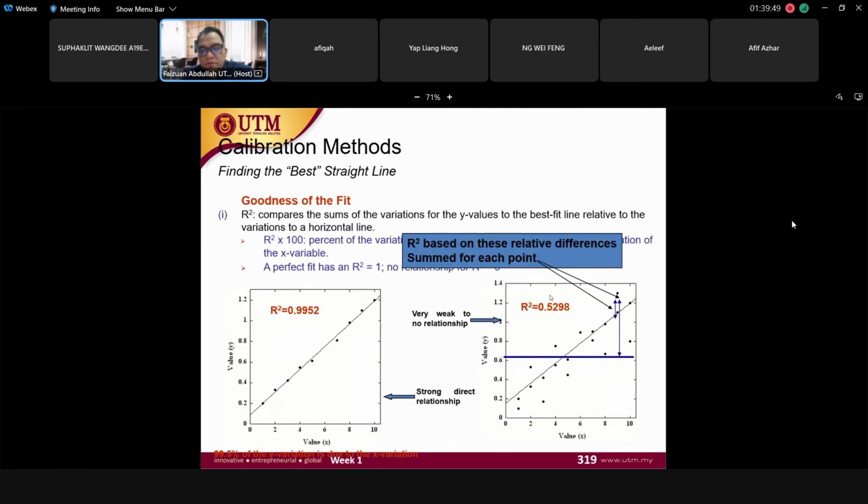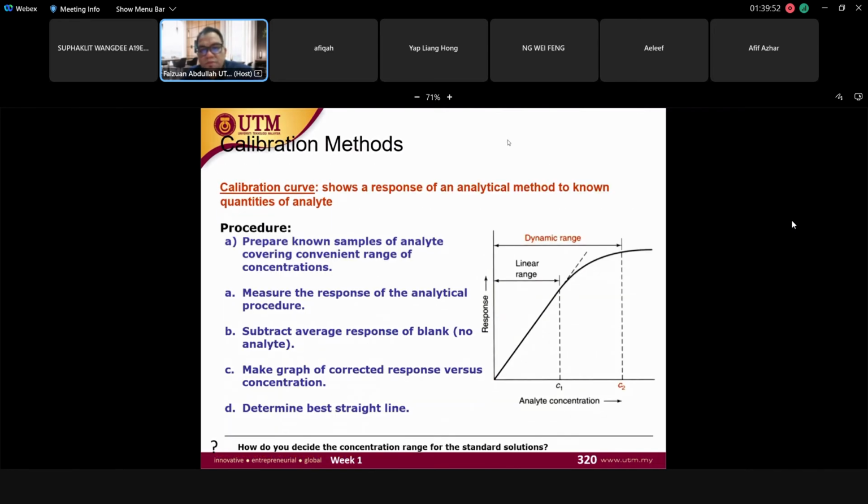That's why I told you we only accept the reading from the instrument if it relies within your calibration plot. For example, you have done 5 concentrations, 1, 2, 3, 4, 5 ppm. If the sample that has been analyzed reads about 6 ppm, it is already outside of your calibration plot. So this is not so accurate. You need to dilute the sample so that it falls within your calibration plot.